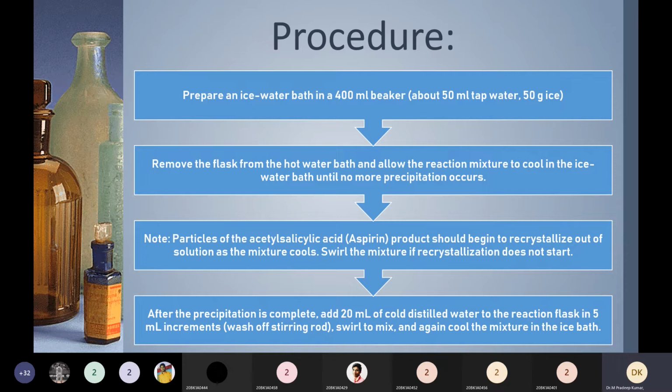Now, prepare an ice water bath in a 400 ml beaker, about 50 milliliters tap water and 50 grams ice. You need not write this. You can write: prepare an ice water bath in a beaker. You need not write the 400 ml. Only write: prepare an ice water bath in a beaker.